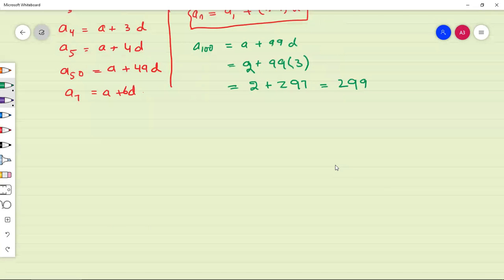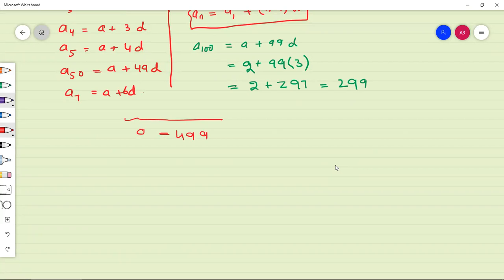Sometimes a term is given like this, 499. This is the general term of this sequence. You have to find whether this term really exists. So how can we find this term, where An is equal to 499? Just put the formula of An. The An formula is A1 plus n minus 1 into D is equal to 499.